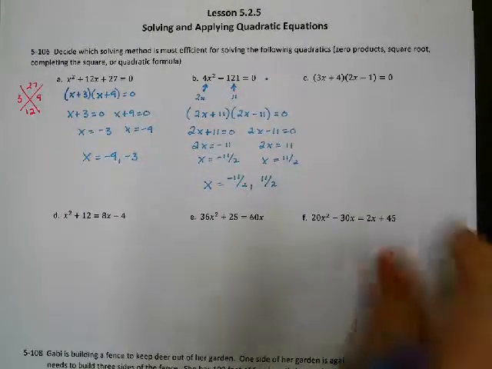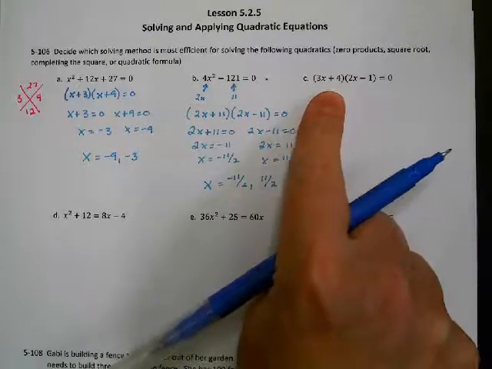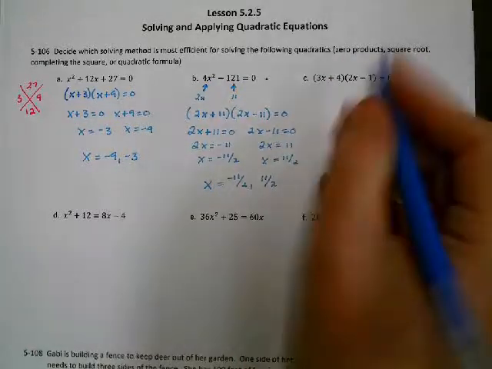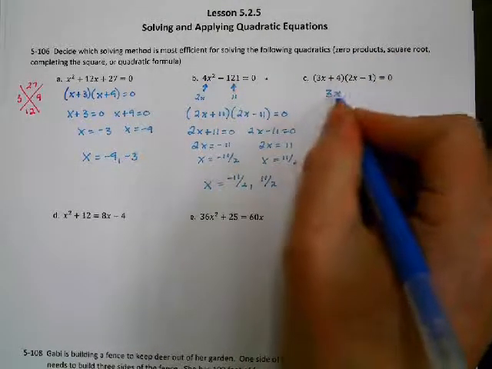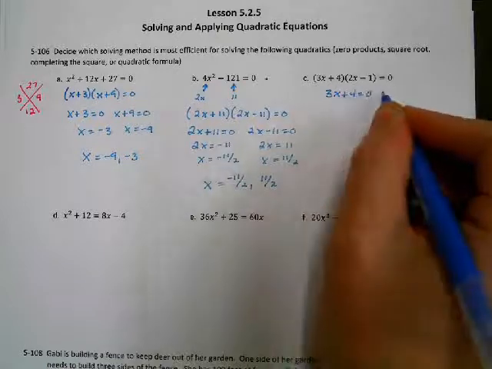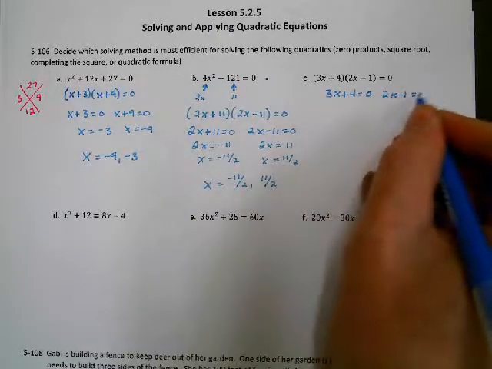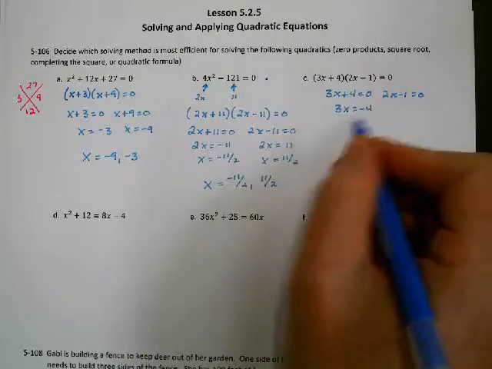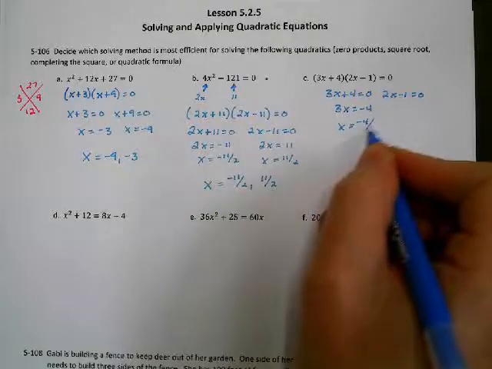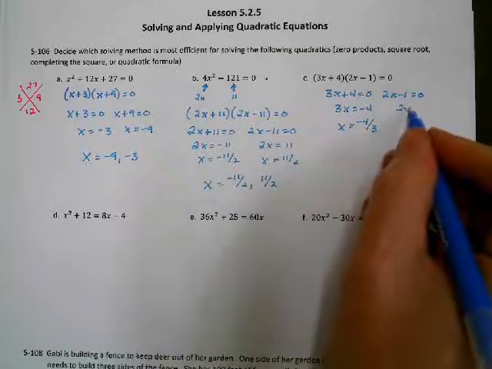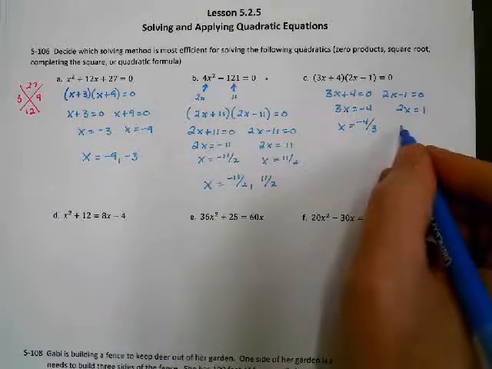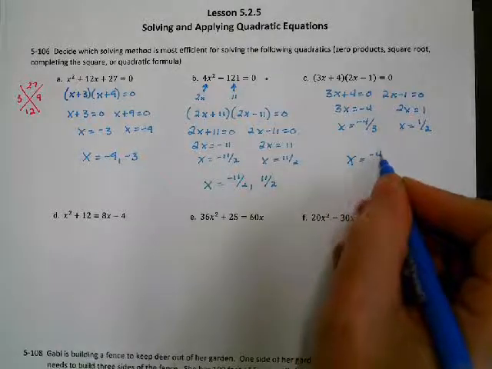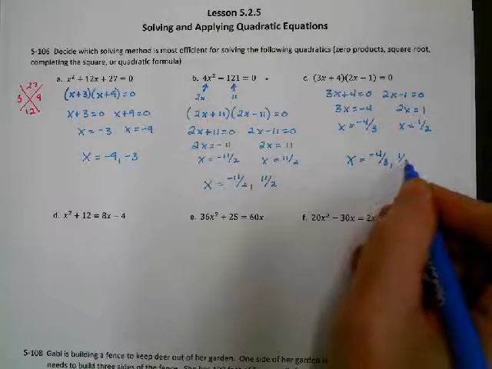Next one. This one's already in factored form. So the best way to do it is just zero products because it's already ready to go. So we can now just do 3x plus 4 equals 0 and 2x minus 1 equals 0. Over here I'd subtract 4 from both sides and get 3x equals negative 4. Divide by 3 and x is negative 4 thirds. Over here, add 1 to both sides and get 2x is equal to 1. Divide by 2 and get x equals 1 half. My answers are negative 4 thirds and positive 1 half.